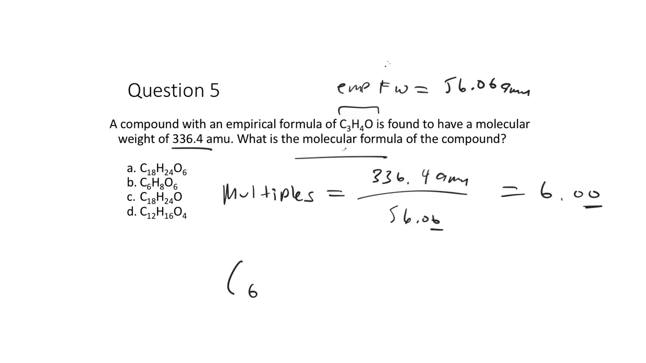So I have to take, let me write this C3H4O out again here, the empirical formula, and we write a 1 in. I just need to multiply these all by 6. So I should get C18H24O6.